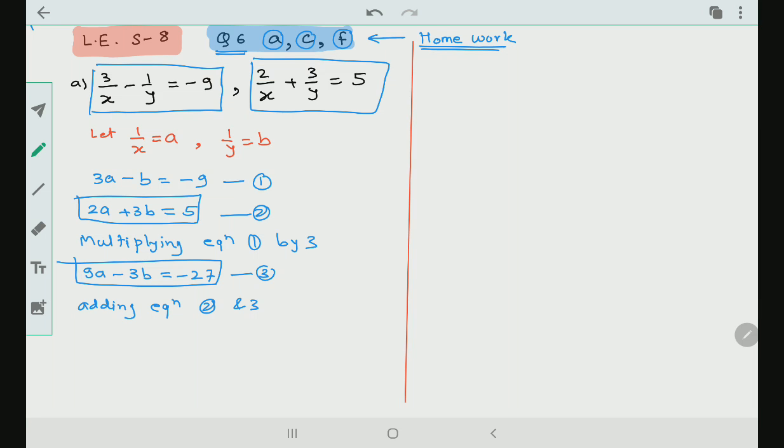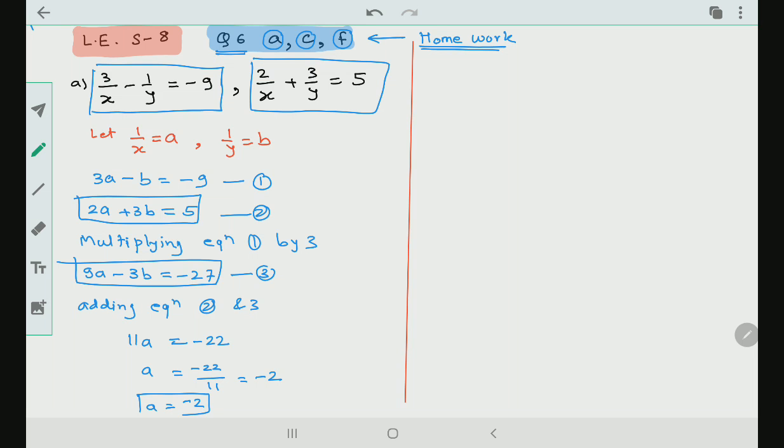Here is my equation 2 and here is my equation 3. I'll add them. So what do I get after adding? Come on, let's start. So 2 plus 9 is 11a, 3b gets cancelled, is equal to minus 27 plus 5, which is minus 22. Right? So what is a equal to? Minus 22 upon 11, which is minus 2. So I got a value, right?